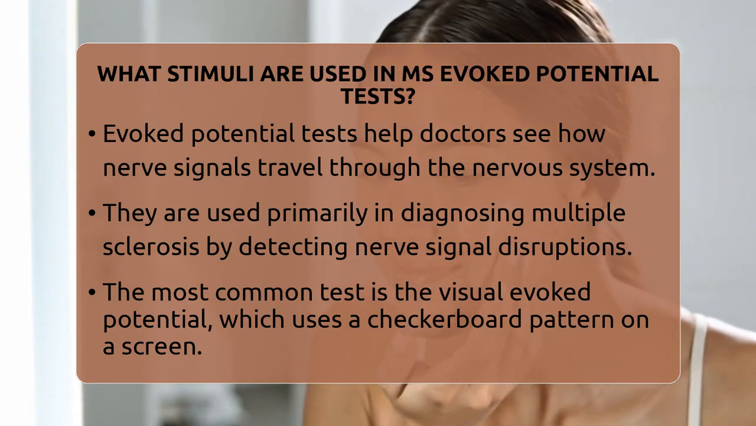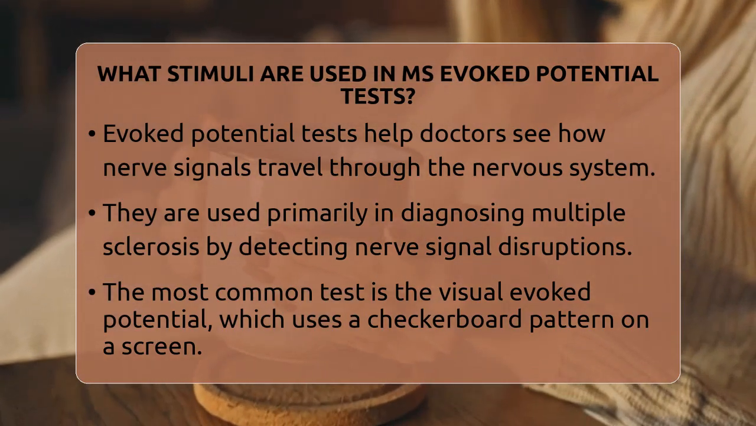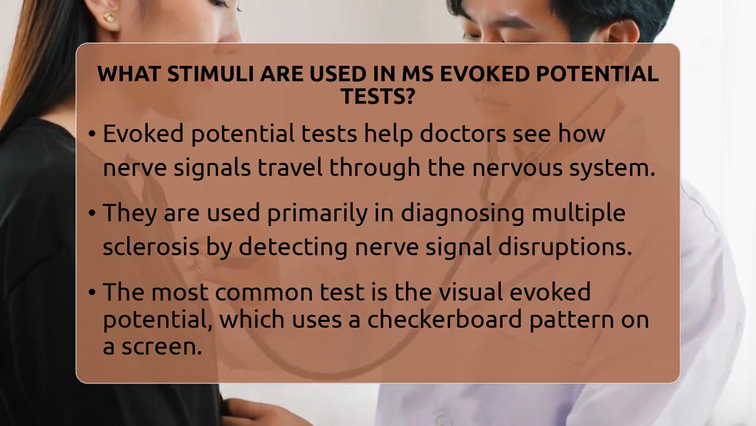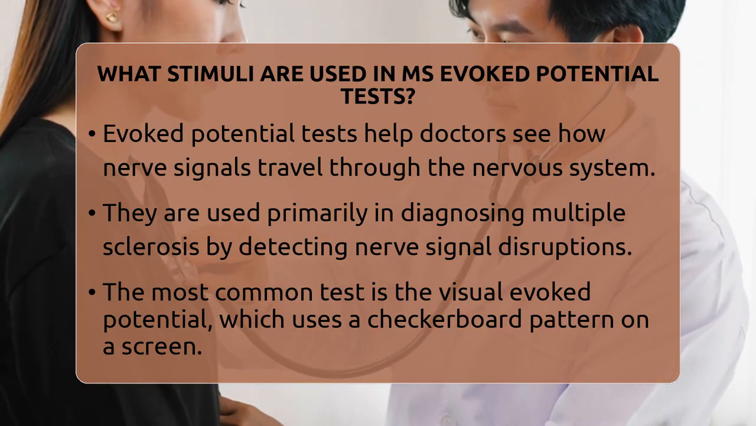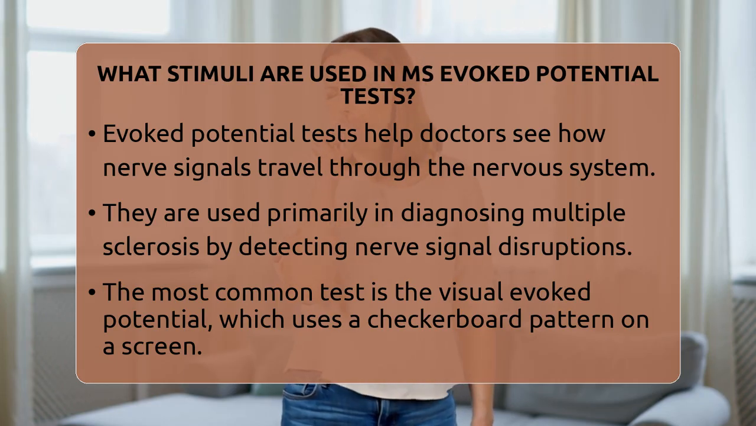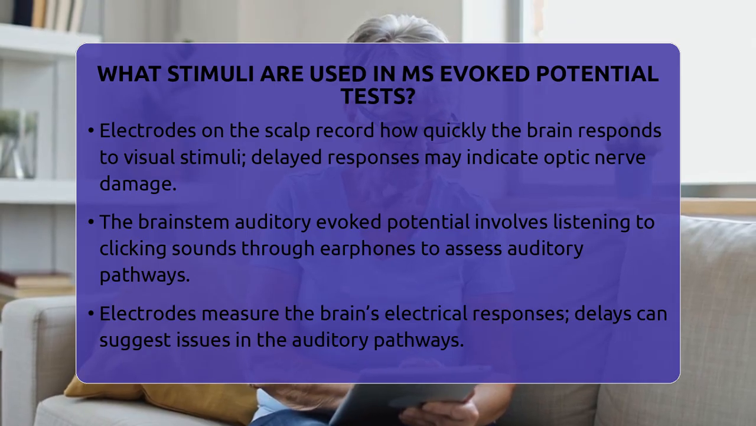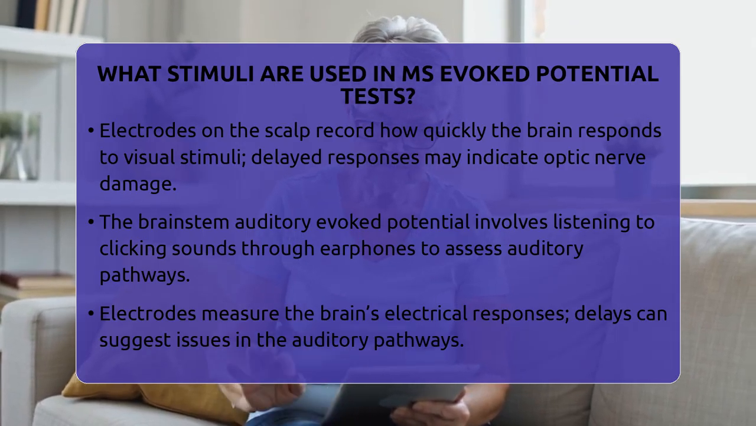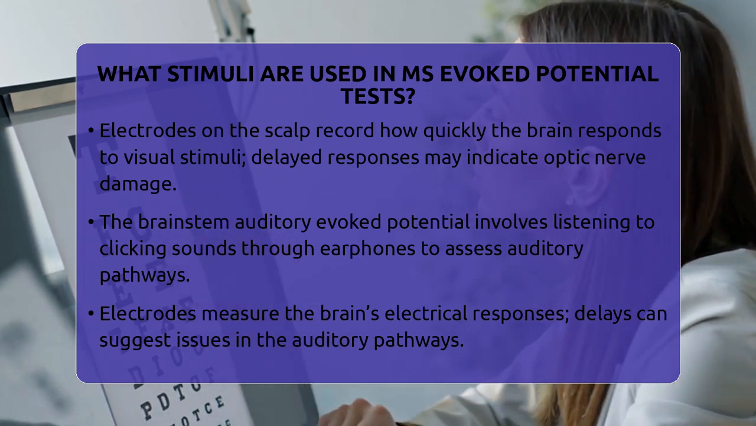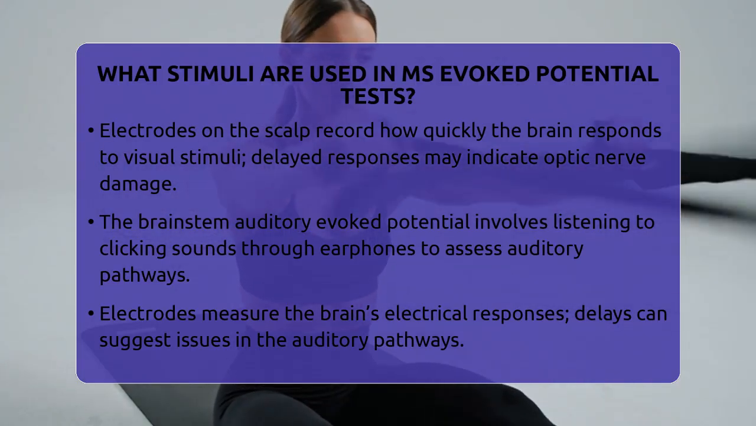During this test, a person looks at a screen showing a checkerboard pattern that alternates or reverses colors. The pattern reversal is especially useful because it stimulates the visual pathways from the eyes to the brain. Electrodes placed on the scalp record how quickly the brain responds to these visual changes. If the response takes longer than usual, it could suggest damage in the optic nerve, which is common in multiple sclerosis.